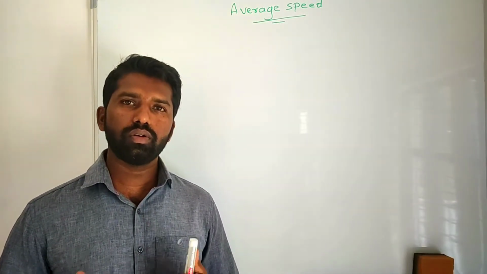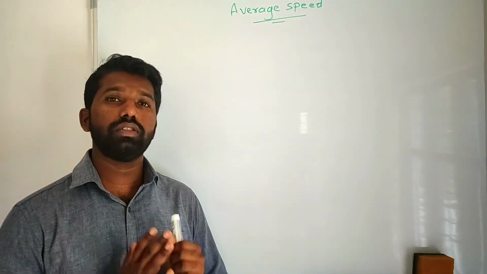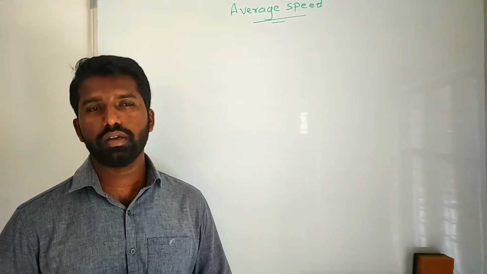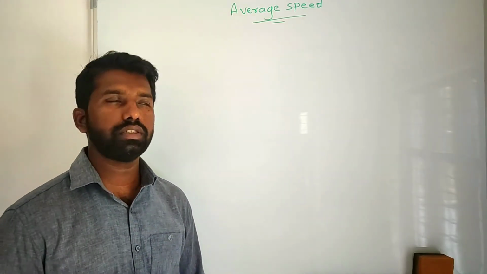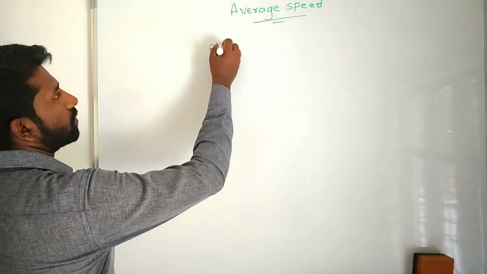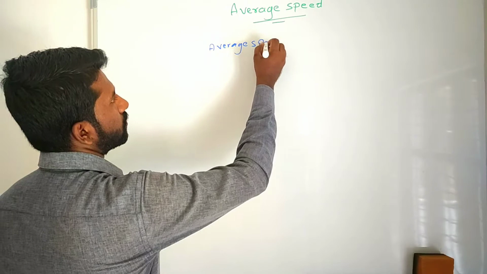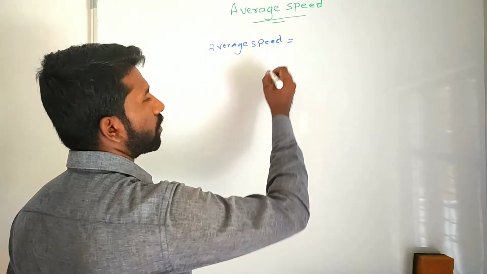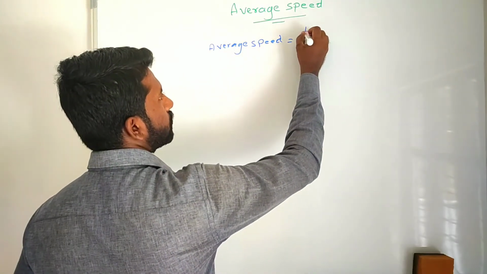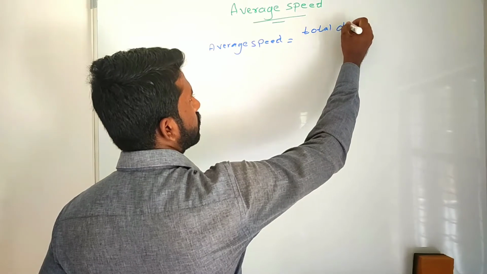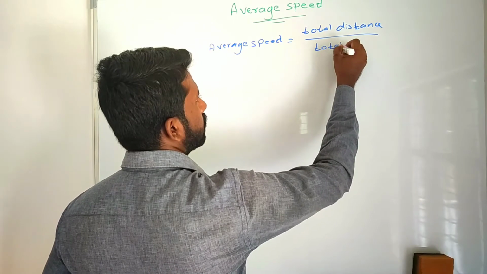In this video I am going to discuss average speed problems, mainly for JEE and NEET exams. Previously we already studied what average speed is. Average speed is the ratio of total distance divided by total time.